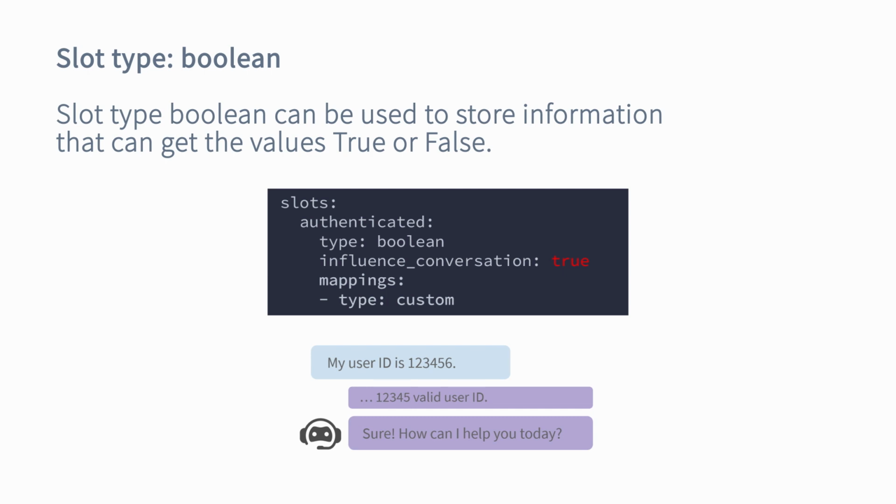If the user is not authenticated, an assistant will probably respond with something else, asking to provide additional details or telling the user that they are not authenticated and that there are other necessary steps needed for the user to take. As you can see, the definition and configuration of the slot type boolean is very similar to the previously covered text slot, but there is a very big difference in how these slots work.